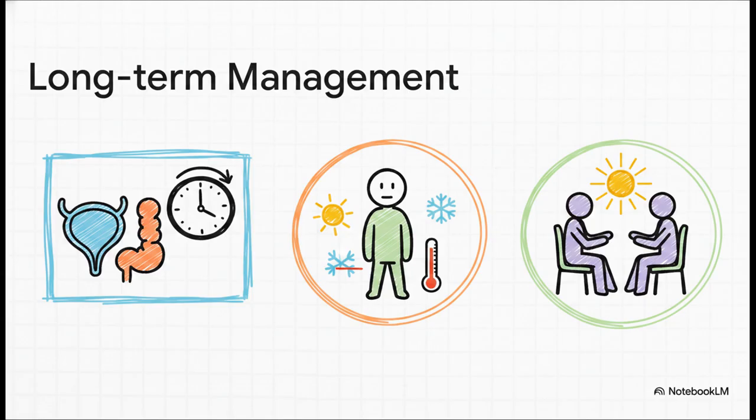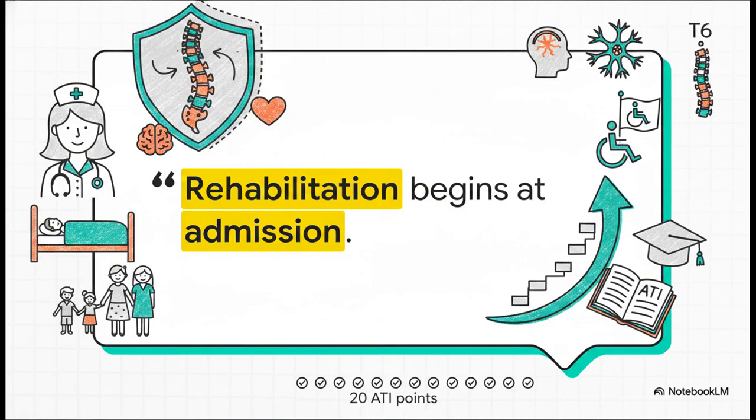Lastly, address altered sexual function with open, honest communication, and support them through their massive psychological shift from shock to acceptance. Look at this quote: "Rehabilitation begins at admission." Our job as nurses isn't just to save the spinal cord in the ER, it's to set up the foundation for their highest possible quality of life from day one. By mastering these 20 hallmark points, you aren't just going to pass your ATI boards, you are going to be an amazing advocate for your patients.